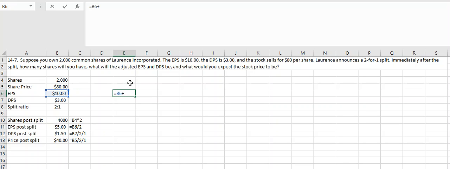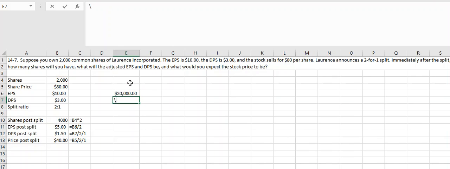So a way to look at this is our EPS times the number of shares. So it tells us the earnings we have for all our shares. The dividends per share is just our dividend times the number of shares. So the total amount of dividends we'll receive is 6,000.